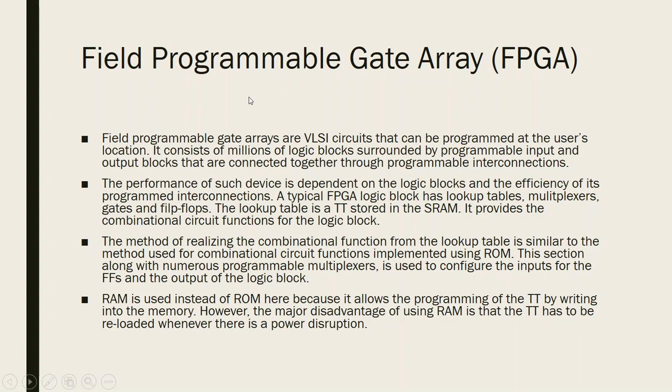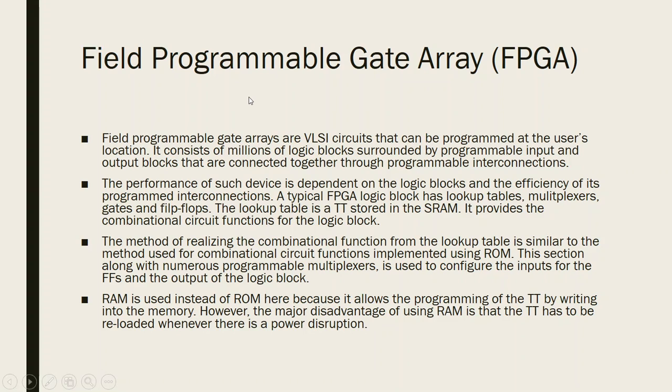A typical FPGA logic block would have lookup tables, multiplexers, gates, and flip-flops. The lookup table is a truth table that is stored in the SRAM. Right? SRAM, we all know, is static random access memory. By now, I'm assuming that all of you know about RAM and ROM and how the two are different and what exactly these memories are about. To give you just a highlight of why we are using SRAM: in SRAM you can write into the memory and you can read from the memory simultaneously.